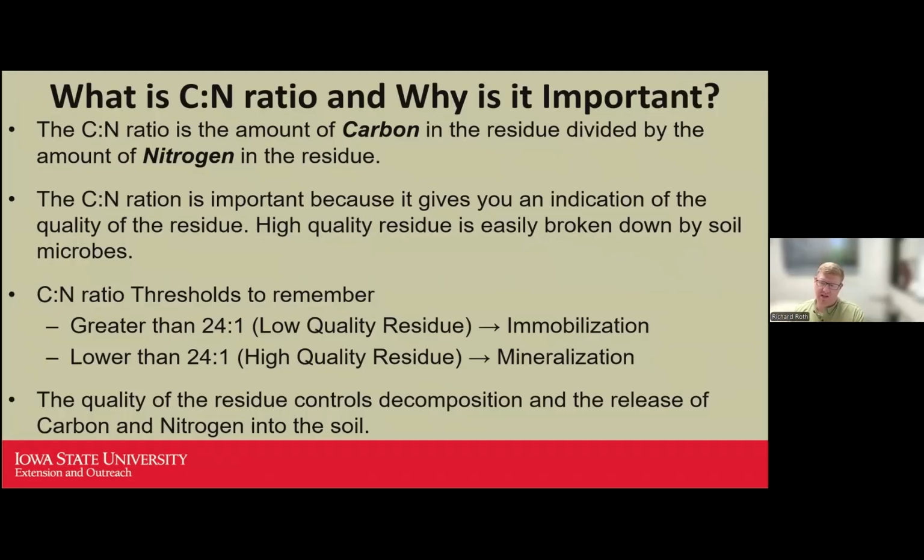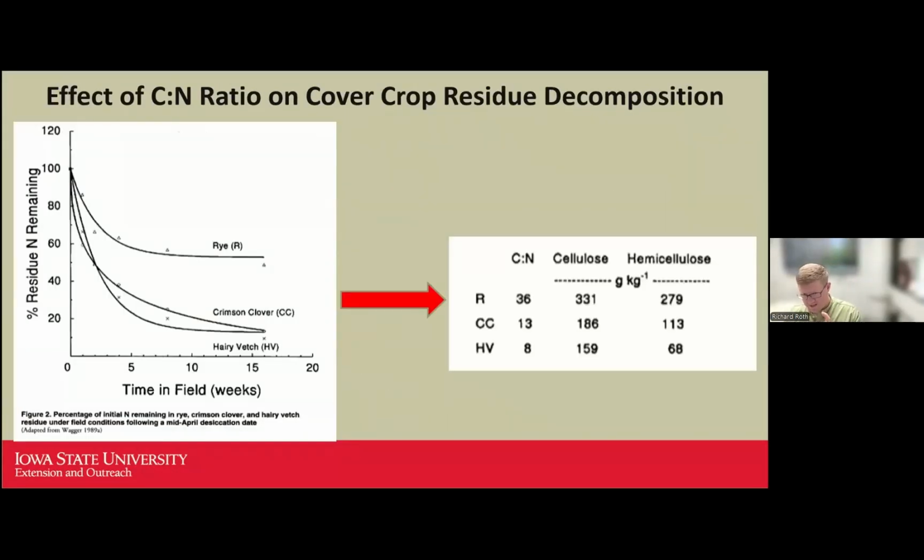And when we think about how well these residues are going to break down, our key number is about 24 carbons for every nitrogen. If we have more than 24 carbons per nitrogen, we consider that a lower quality residue. You're probably going to end up with net immobilization, so the removal of plant available nitrogen into an unavailable form. If you're below that 24 to 1 threshold, you're generally going to get net mineralization, so the transformation of organic to plant available nitrogen.